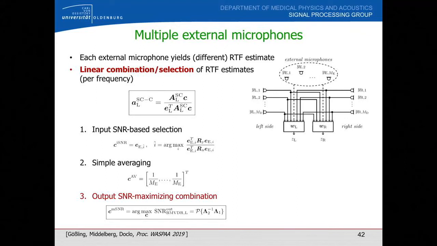And the nice thing is you don't have to estimate these SNRs very accurately. You can just use the noisy covariance matrices, because basically what you just want to do is decide from which of the microphones to use the estimate. So you don't need an accurate estimate, you just need to know in which microphone was the highest SNR.